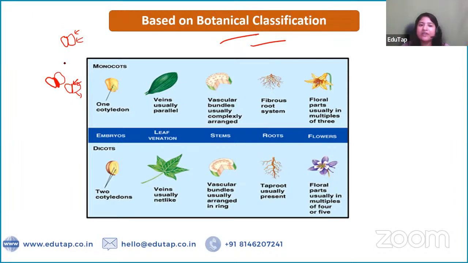Now depending on if it is one in number or two in number, the basic classification is there. ठीक है, so mono means one. So such plants, such grains which have just one cotyledon, they are known as monocots. Dicots we have which have two cotyledons. ठीक है, usually your cereals come under your monocotyledons, and your legumes or the pulses they come under your dicotyledon.